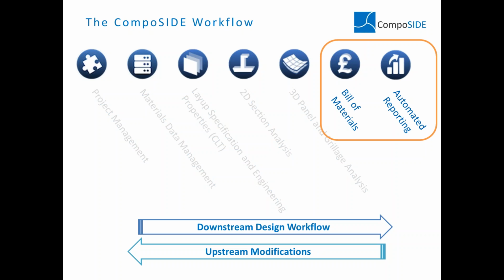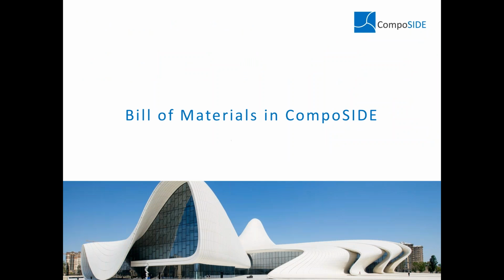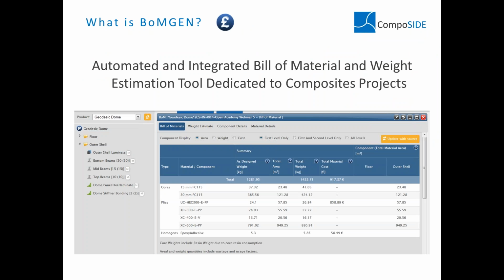Now from there, we go into the bill of materials and automated reporting, which is where we're going to focus on today's webinar. Bill of materials basically takes all of your data of your plies, your materials, your cores, all of your analysis, and combines it into one module for each of your components and collates it all, where you can generate an automatic report at one click of a button.